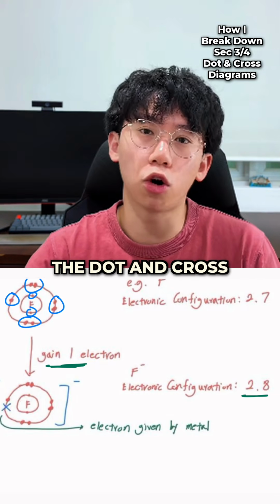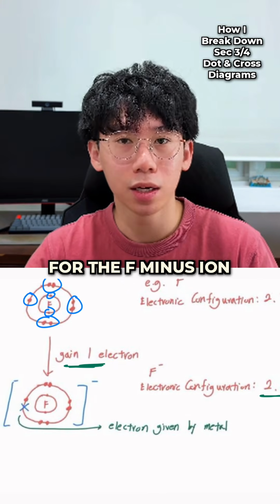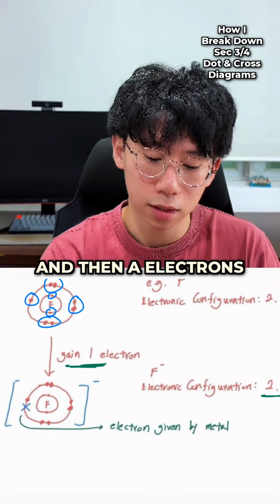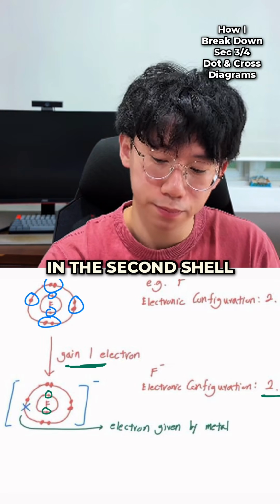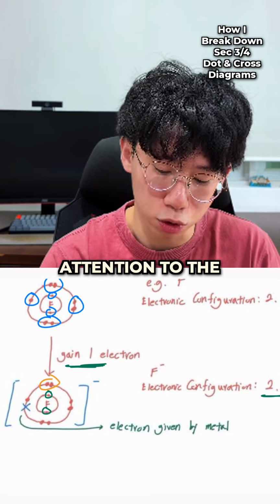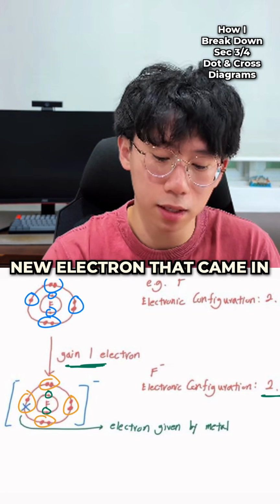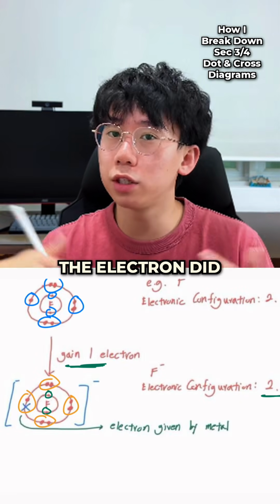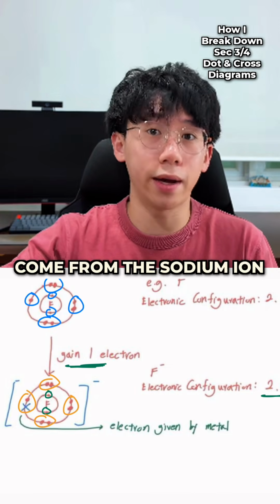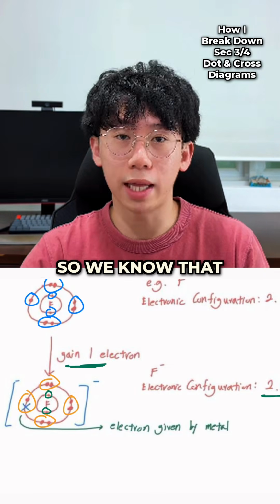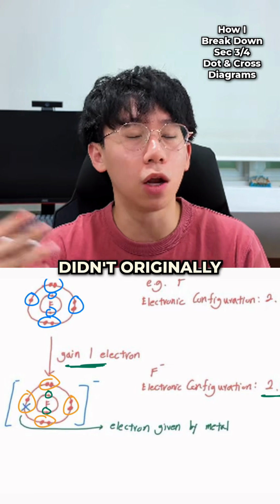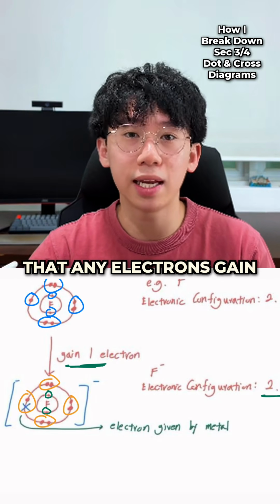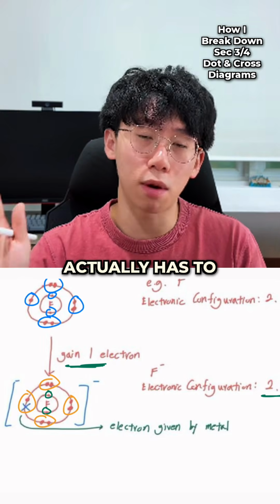So when you draw the dot and cross for the F- ion, it will have 2 electrons in the first shell and then 8 electrons in the second shell. And do pay attention to the new electron that came in is actually a cross, because as we remember, the electron did come from the sodium ion. So we know that this electron didn't originally belong to the fluorine. So in our dot and cross, please make sure that any electrons gained actually has to be represented by a different legend.